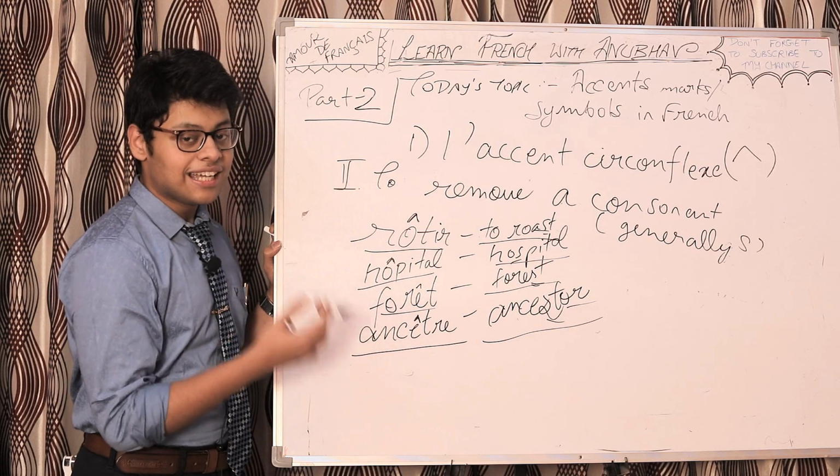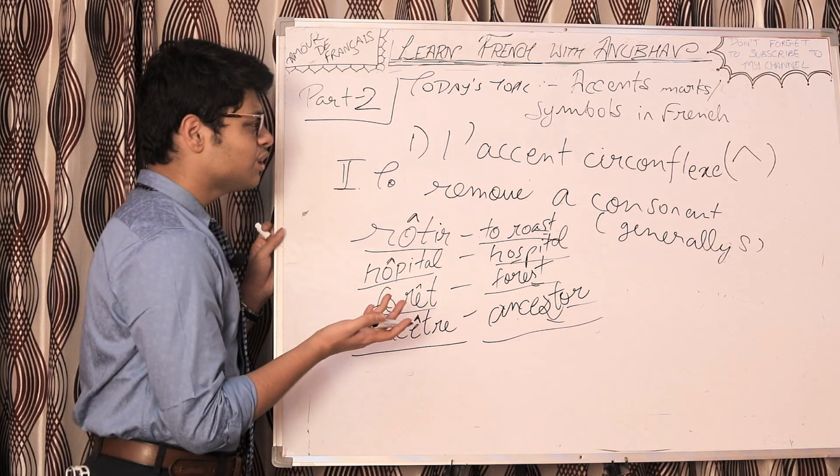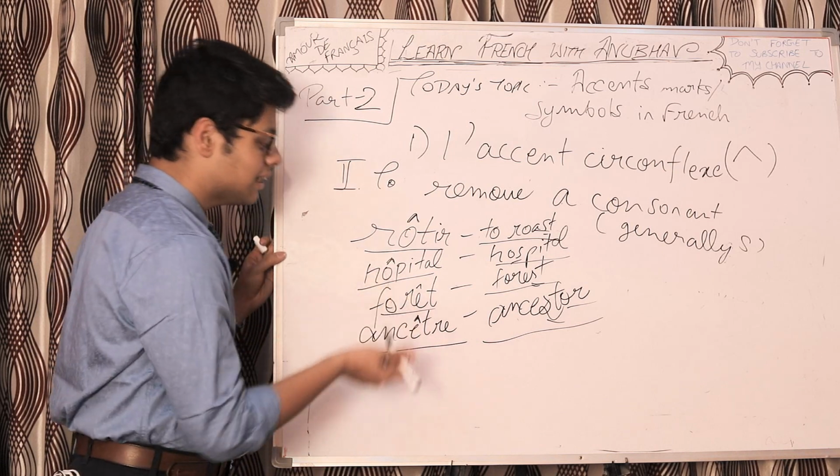And now moving towards the last accent mark or symbol in French, which is the accent trema, which looks like a horizontal colon. Let's get started.